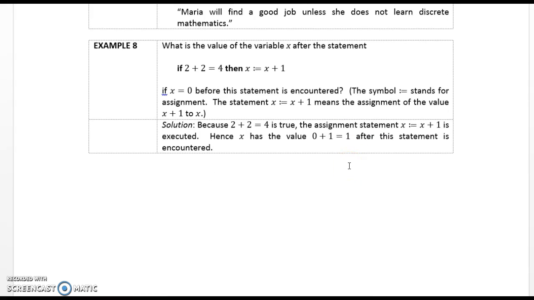Example 8. What is the value of variable x after the statement, if 2 plus 2 equals 4, then x := x + 1, if x is equal to 0 before the statement is encountered? The symbol colon-equals stands for assignment. The statement x := x + 1 means the assignment of the value of x plus 1 to x. Solution. Because 2 plus 2 does indeed equal 4, the assignment statement x := x + 1 is executed. Hence, x has the value of 0 plus 1, equal to 1, after the statement is executed.